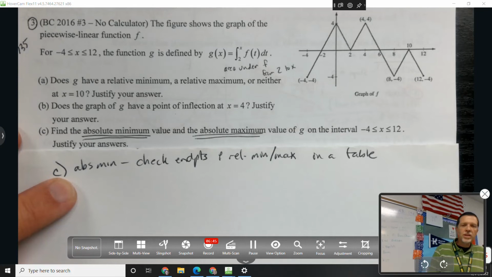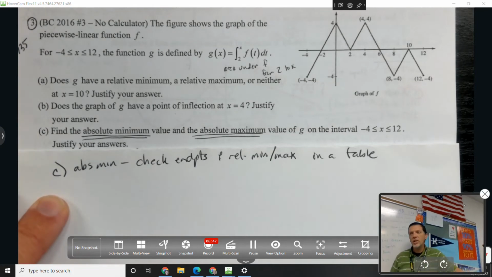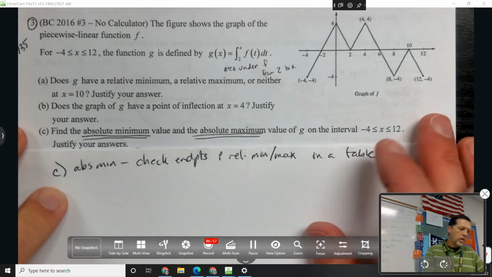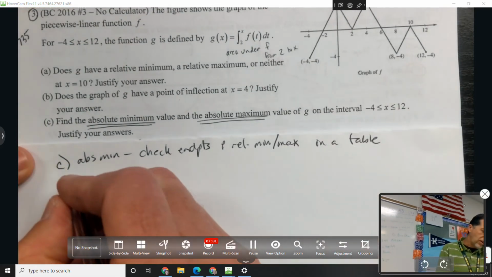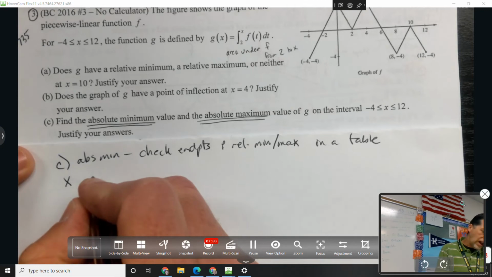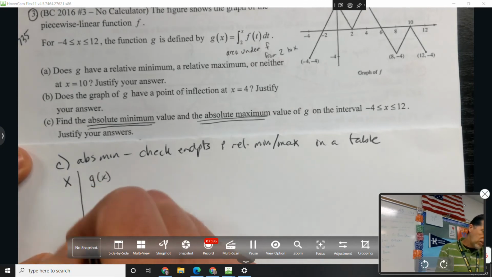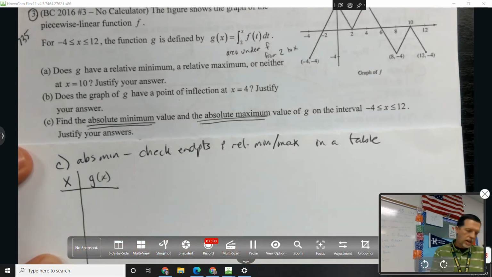So absolute means I should probably check them in a table to make sure I find everything. The value of g on the interval -4 to 12. Justify your answers. Okay, so justify your answers. A table of values is justifying my answers. So I need x and g of x. And I know I need to check -4 and 12.